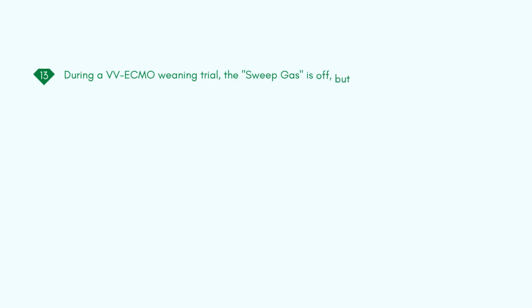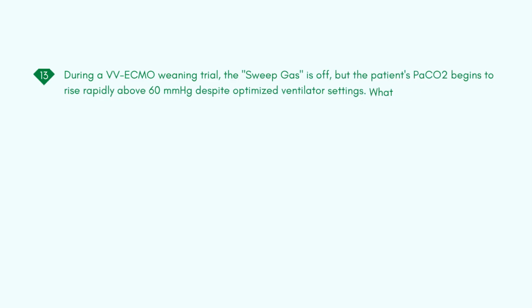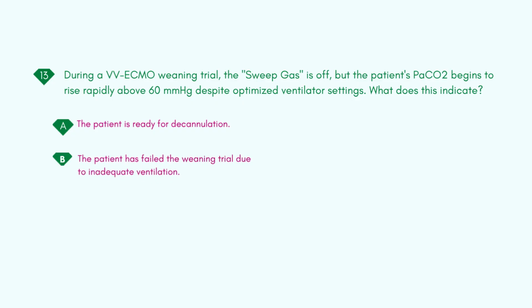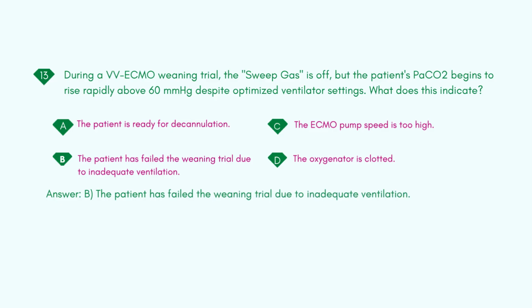During a VV-ECMO weaning trial, the sweep gas is off, but the patient's PaCO2 begins to rise rapidly above 60 mmHg despite optimized ventilator settings. What does this indicate? A. The patient is ready for decannulation. B. The patient has failed the weaning trial due to inadequate ventilation. C. The ECMO pump speed is too high. D. The oxygenator is clotted. Answer: B. The patient has failed the weaning trial due to inadequate ventilation.